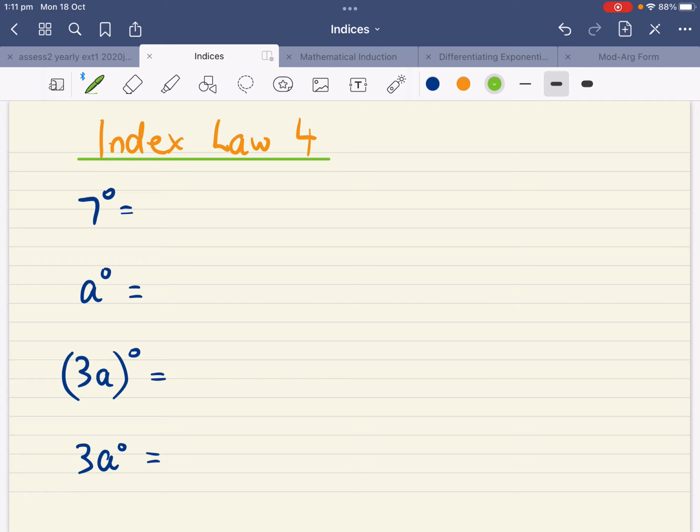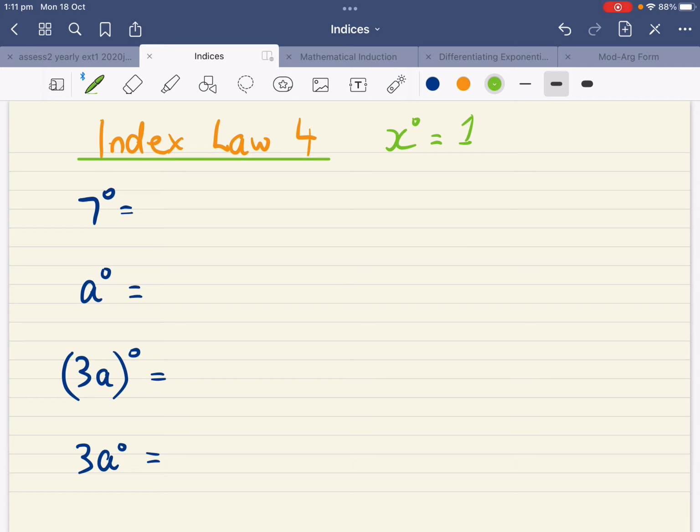We do have index law number 4. Fortunately, it is the easiest of them. This is the 0 index. Any number taken to the power of 0 is equal to 1. Again, it was explained in the video why. So if you're curious, you forgot, maybe you skipped that lesson, you really should probably go back and look at that lesson. But either way, I'm just going to go ahead and assume that you know why.